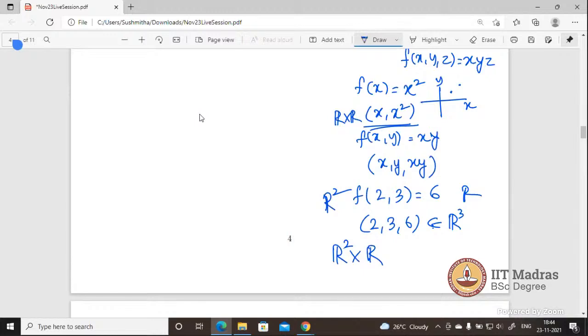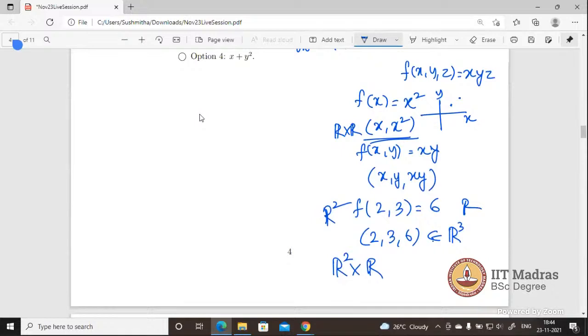If I just give the input values, it's not going to give me any information about the function. If I just plot the output values, it's not going to give me any information. I need to plot input with output. That is when I'll get information. So if I take a function from R2 to R, then the point 2 comma 3 comma 6 gives me full information about f, right?